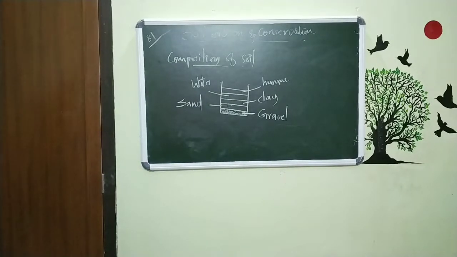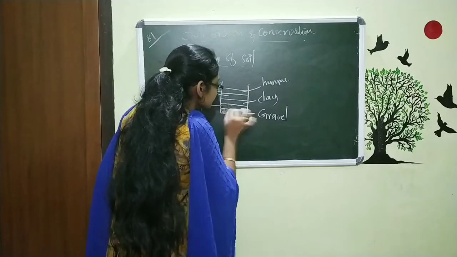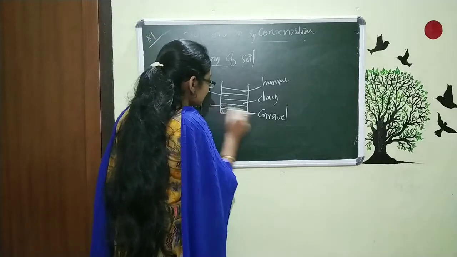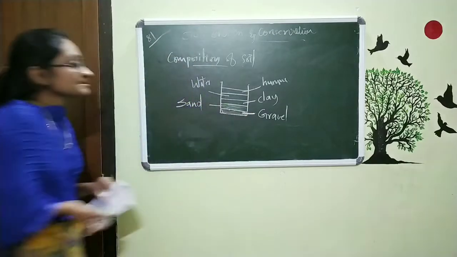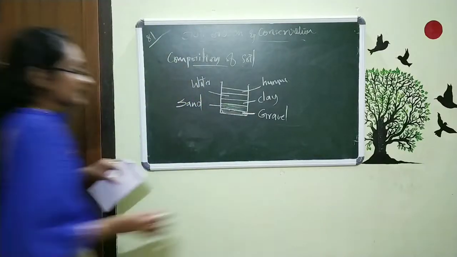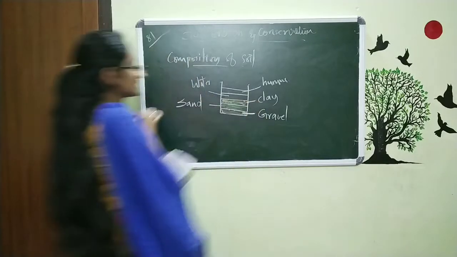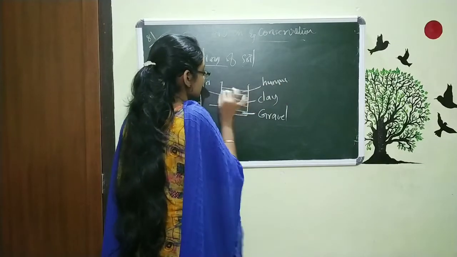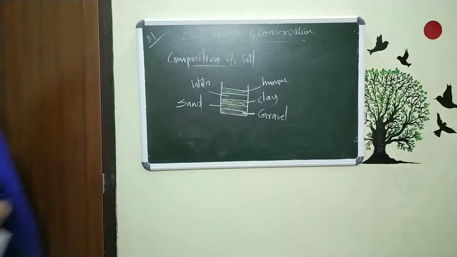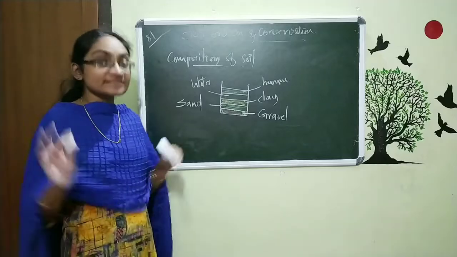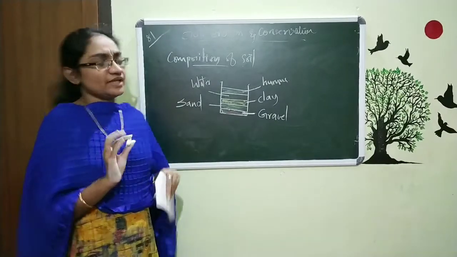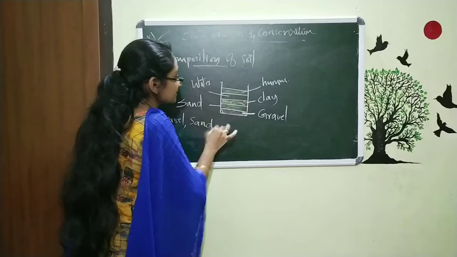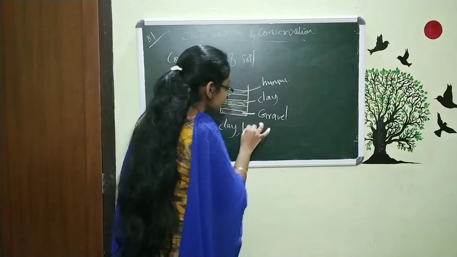There are different layers formed. At the bottom it is gravel. The second layer is sand. The third layer is clay. And the fourth layer is water. And the last layer at the top is humus. So, these are the layers. Here, you want to remember what are the different things included in soil. So, we can say it includes gravel, sand, clay, then humus.